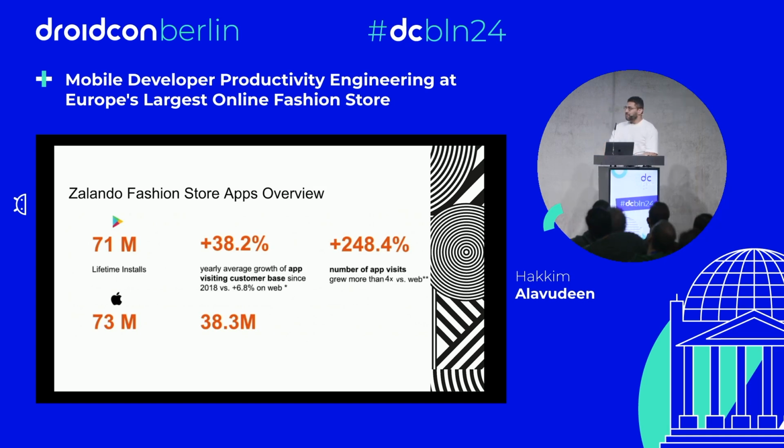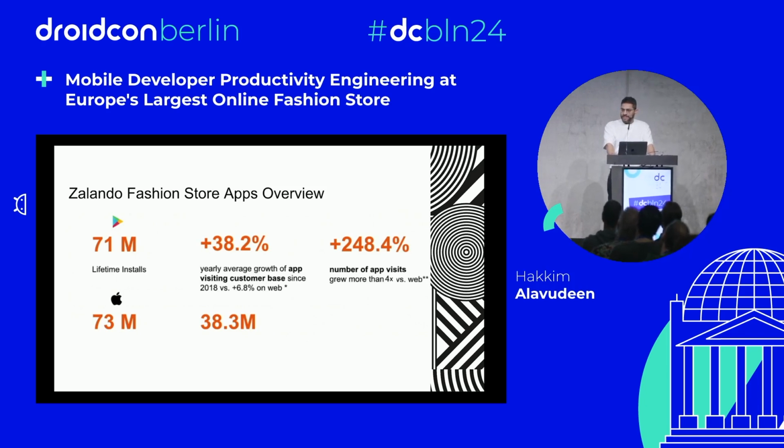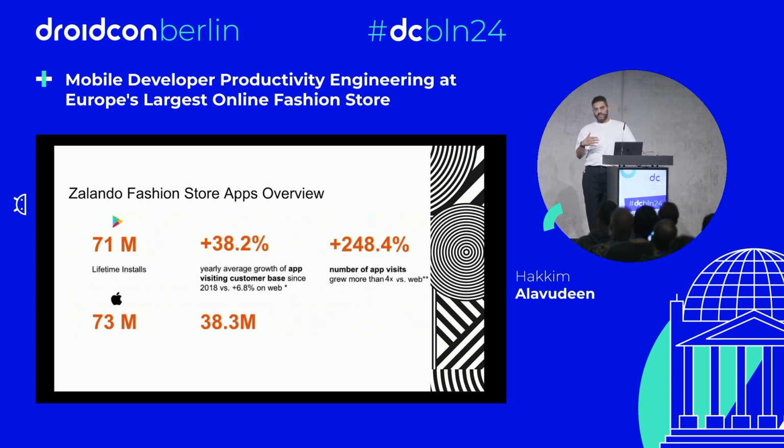Okay, so to give an overview of the Zalando apps landscape, we have roughly 70 million installs on Android, more or less the same numbers in iOS. Our app visiting customer base grew by about 40% since 2018. And the number of app visits grew by 4 times as compared to web. This, in general, reflects the trend we're seeing in the industry, where more and more organizations are investing into mobile-first engineering, or product development.